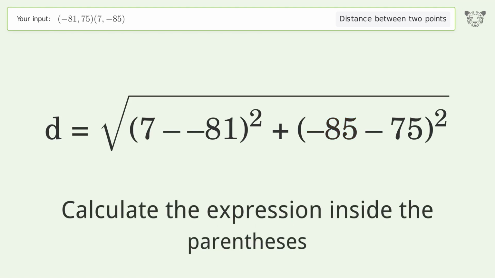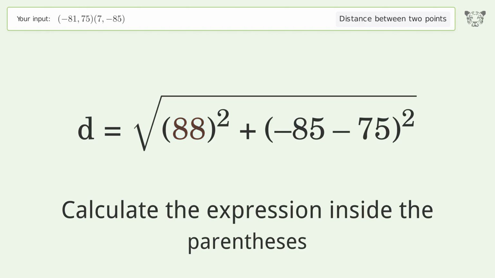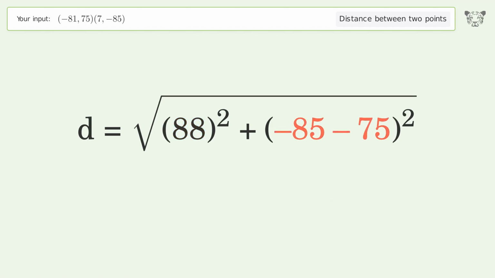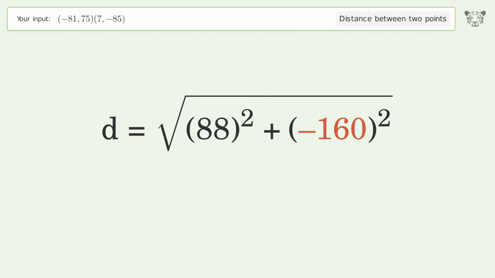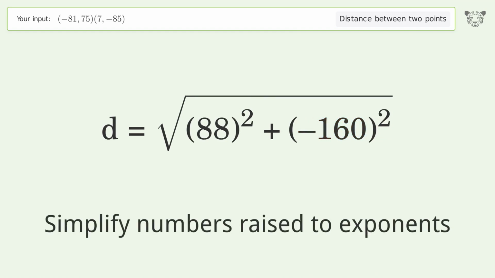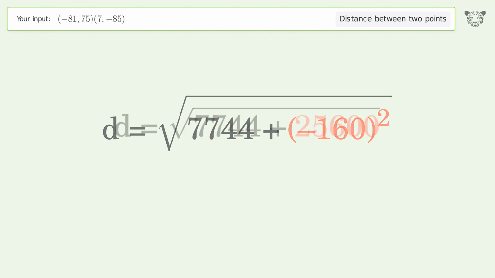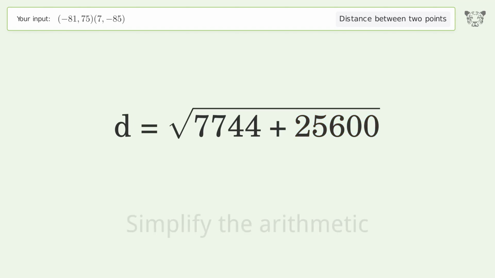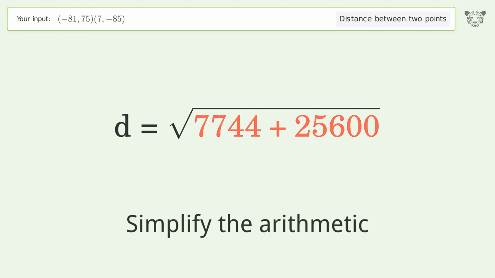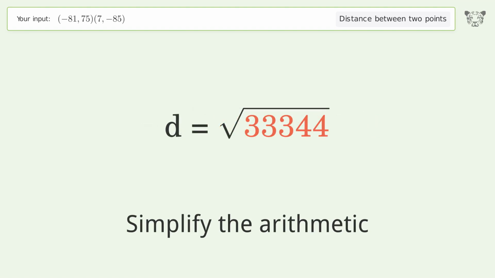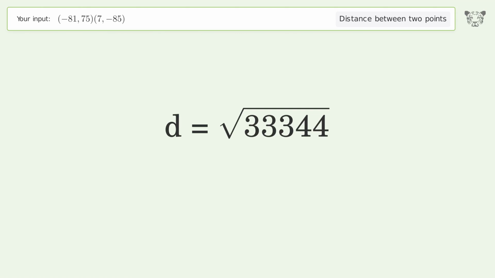Calculate the expression inside the parentheses. Simplify numbers raised to exponents. Simplify the arithmetic. And so the distance between the 2 points is the square root of 33,344 or 182.603.